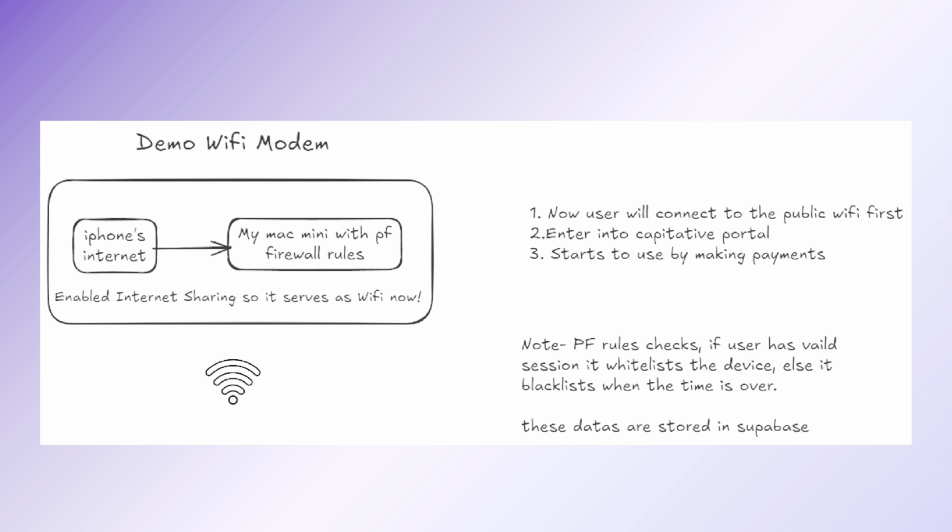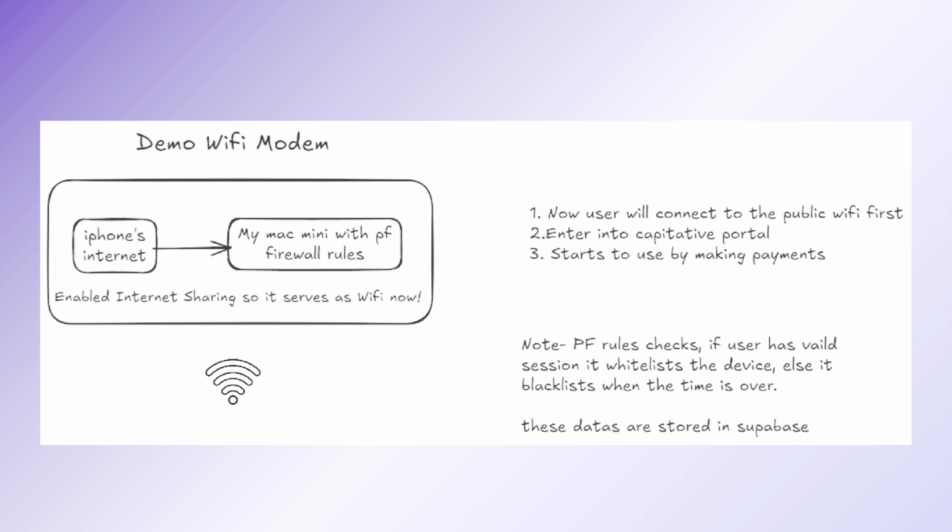And for the demo, you need a Wi-Fi. Like you have to pay for the Wi-Fi and then you get the internet, right? For the demo, I just have a Mac Mini here, so I connected my iPhone's internet to the Mac Mini, and in Mac we have the option called enable internet sharing. If you enable that, this iPhone's internet is enabled as Wi-Fi via this Mac Mini.